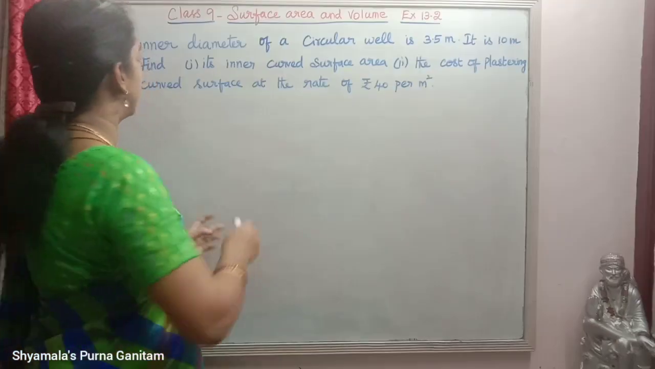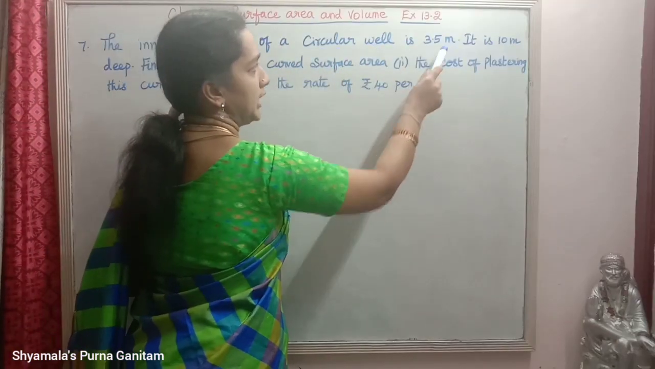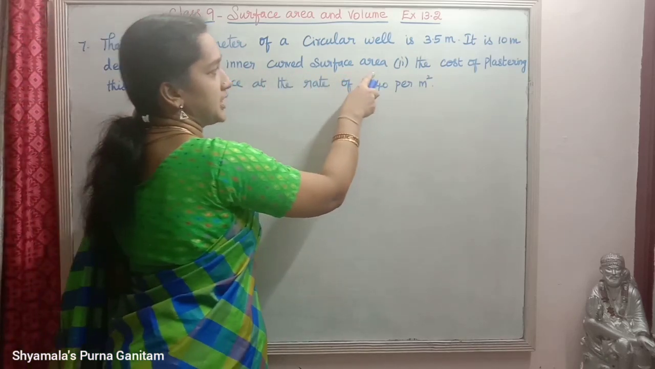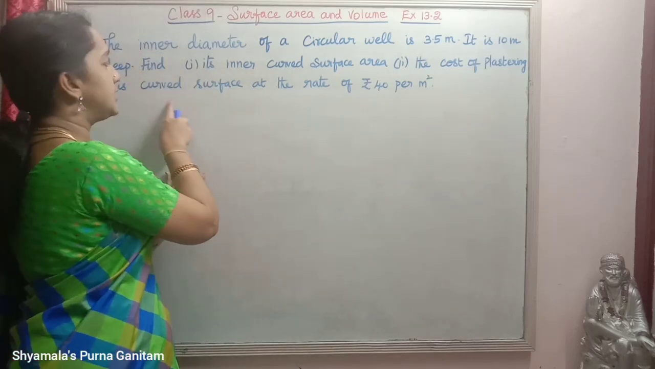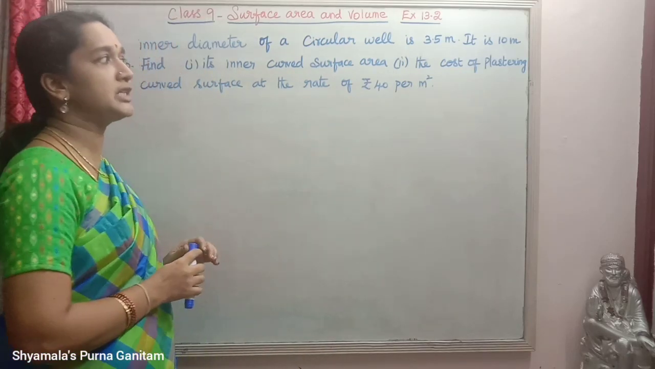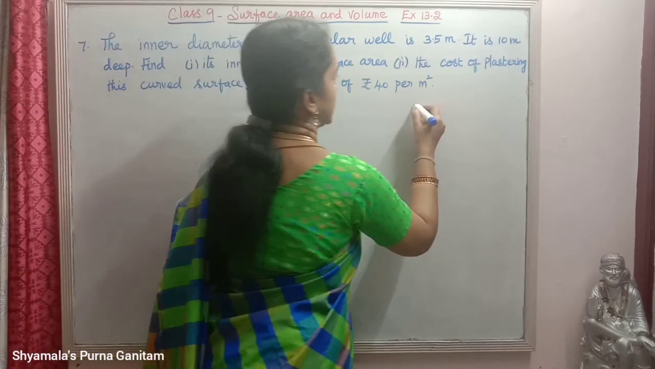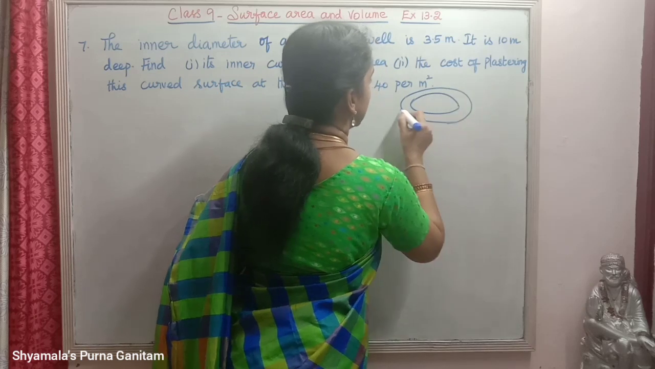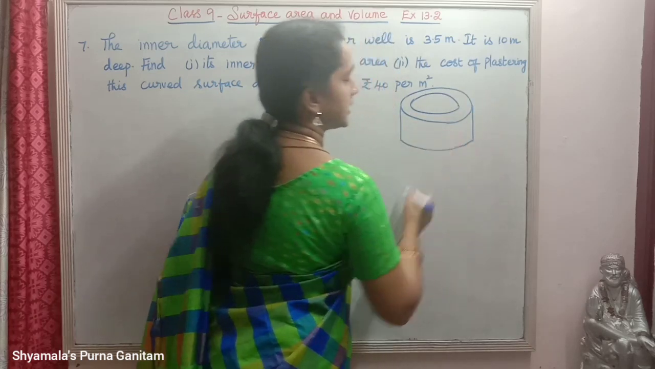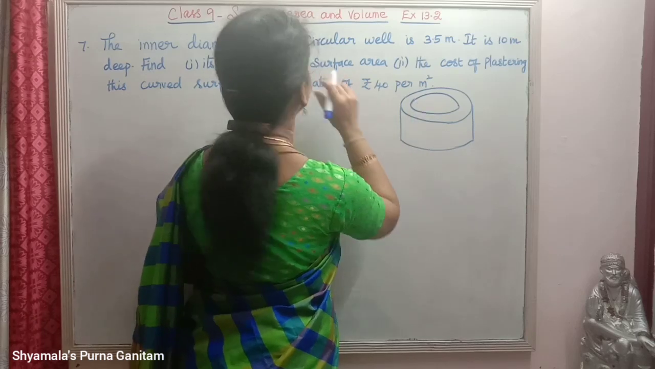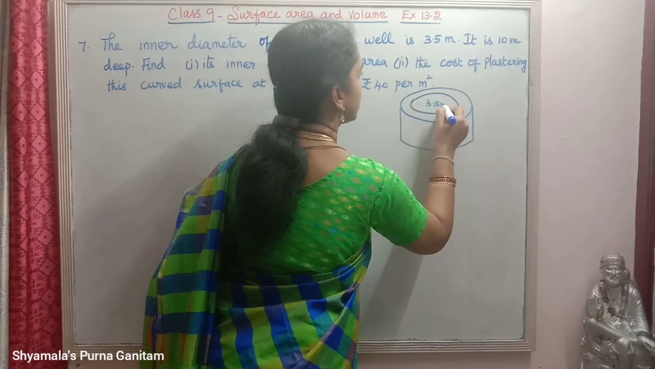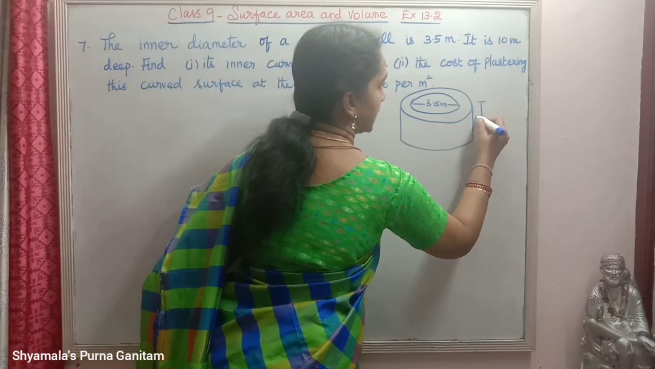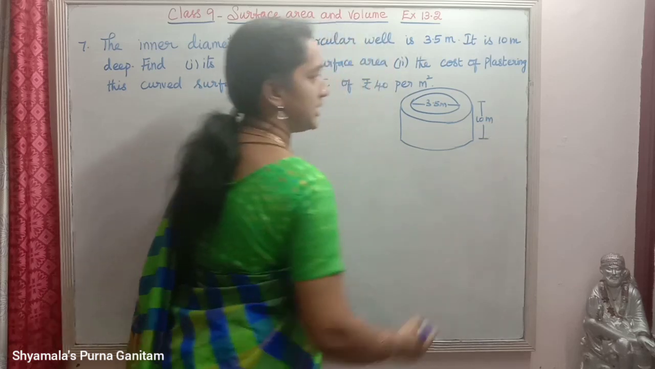The next sum: the inner diameter of a circular well is 3.5 meter. It is 10 meter deep. Find its inner curved surface area and the cost of plastering this curved surface at the rate of rupees 40 per meter square. So for the circular well, the inner diameter is given as 3.5 meter and it is 10 meter deep. So the depth of the well is given as 10 meter.